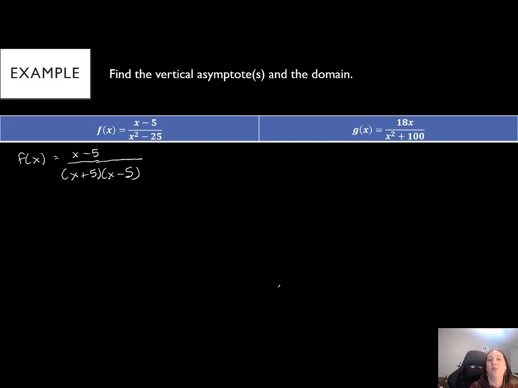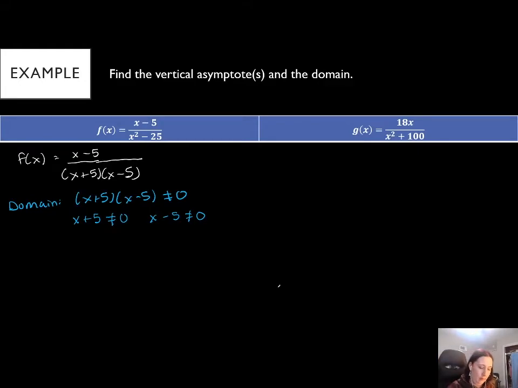So the domain is found before we simplify. My domain is where x plus 5 and x minus 5 do not equal 0. That means x plus 5 cannot equal 0 and x minus 5 cannot equal 0. Let's make sure I'm on the camera. When you solve these, you get x cannot be -5, x cannot be 5. So this is going to be another three-piecer when we write our domain: -infinity to -5, union -5 to 5, union 5 to infinity.